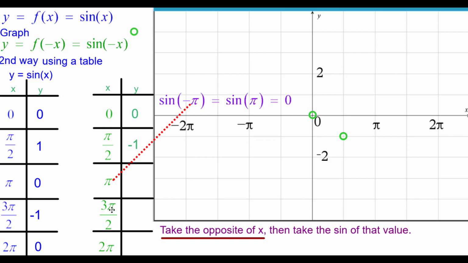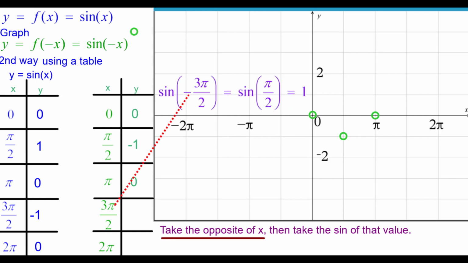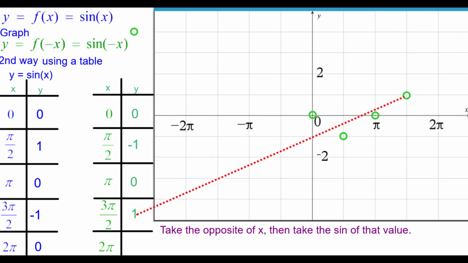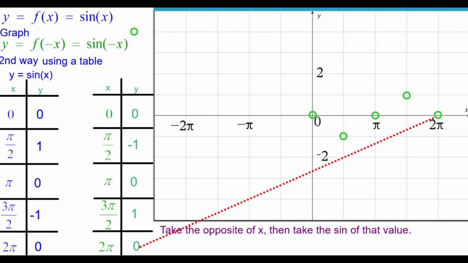The sine of the opposite of pi is the same as the sine of pi. Again, they land in the same spot. They are a period apart. The sine of pi is 0, so pi comma 0 will be our next point. The sine of the opposite of 3 pi over 2, negative 3 pi over 2, is the same as the sine of pi over 2. Again, they are a period apart, and that's 1. And the sine of negative 2 pi is the same as the sine of 0. Again, they're a period apart, and that's 0. So 2 pi comma 0.